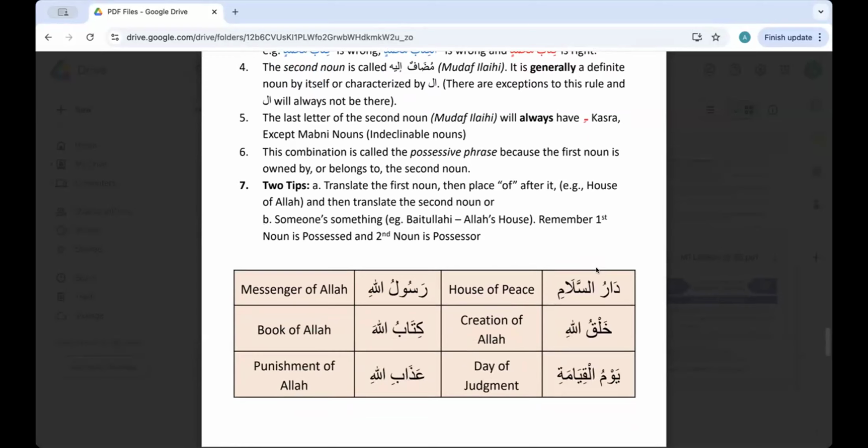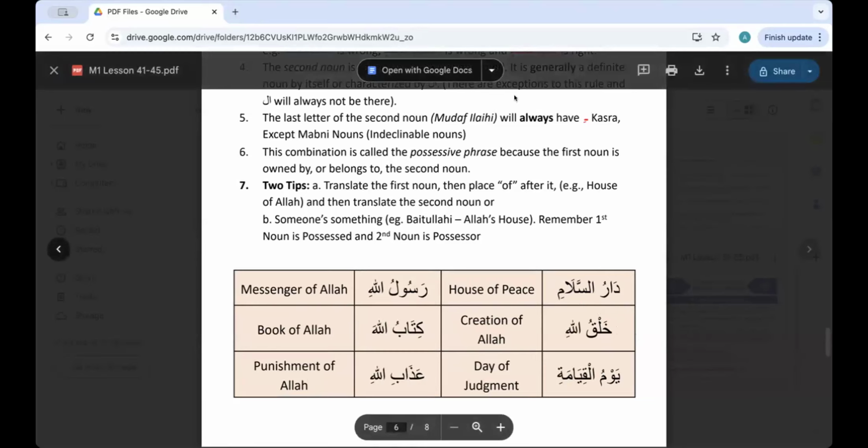Even when the mudaf ilayh is mabni, in that case it's actually in the majroor state, but it doesn't have the kasra because it's mabni. But the state of the noun would be majroor. Sorry, I didn't understand clearly, you went very fast. I'm thinking that the mudaf ilayh is always in the jar state. It's always jar, yes. Even when the mudaf ilayh is mabni, we still call it mabni in the state of jar, mabni but majroor.